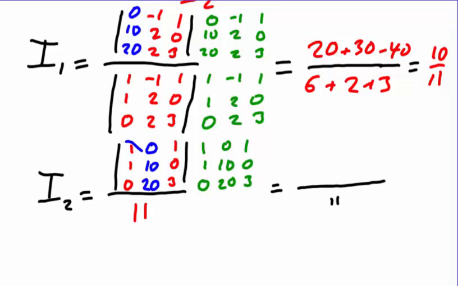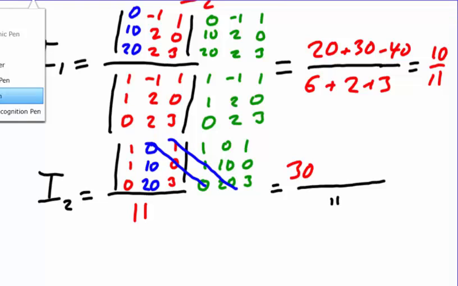The first positive diagonal gives us a product of 30, and so we will add a 30 into the numerator. The second positive diagonal multiplies to 0, and the third positive diagonal multiplies to 20, meaning that we will add a 20 to the numerator.